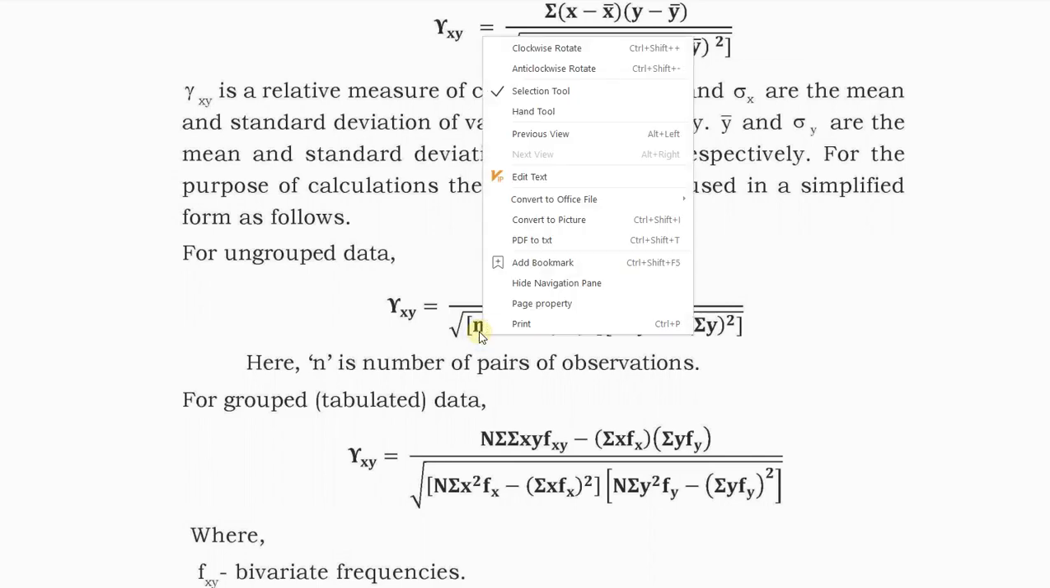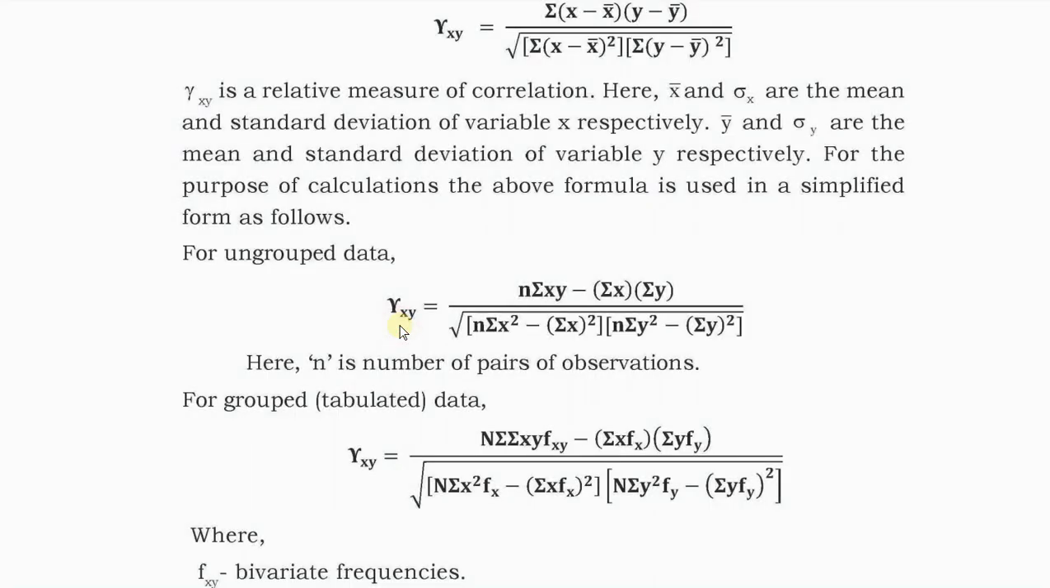Here n refers to the number of pairs of observations. Suppose in the variable x 10 observations are given, and in the variable y also 10 observations are given. So there are 10 pairs of observations. x and y are considered together here. So, 10 pairs of observations. So n into summation of y square minus summation of y whole square. This is the formula for ungrouped data, and the other one is the formula for grouped data, which we shall discuss later.